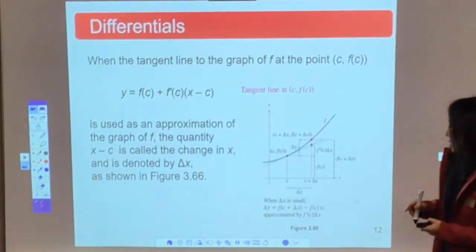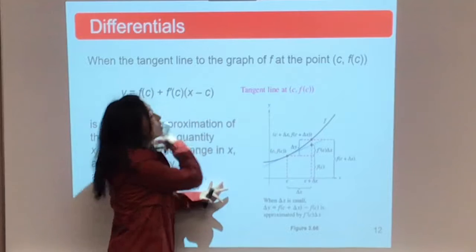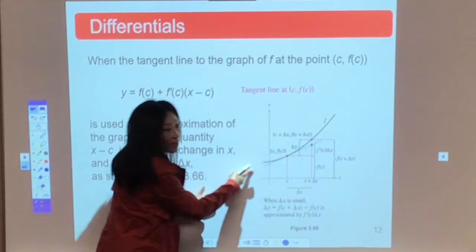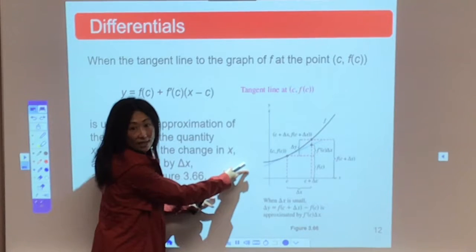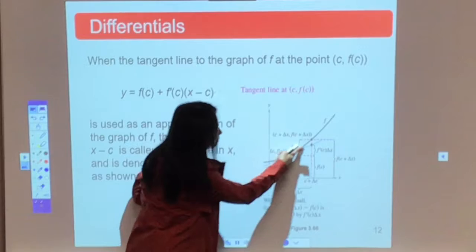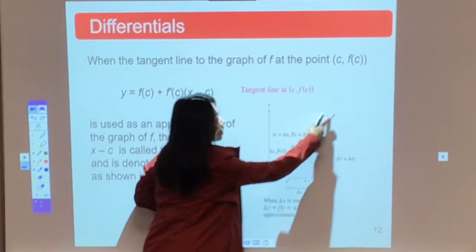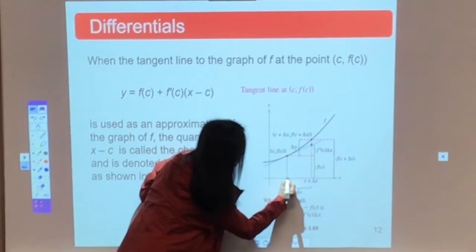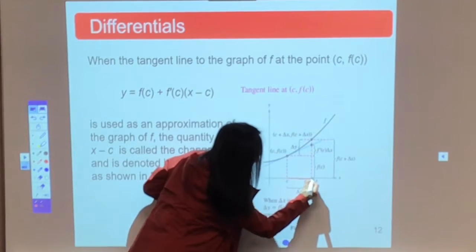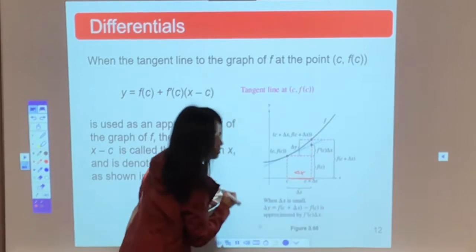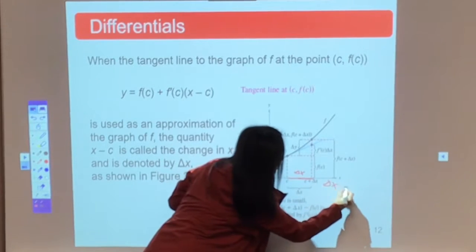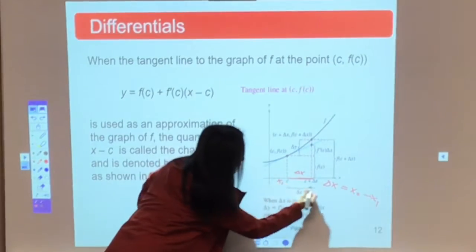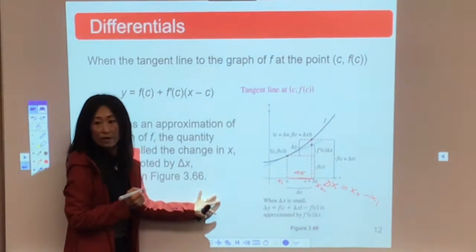I want you to look at this picture carefully. This blue line right here, that's your tangent line. And the black graph is your real graph. So everybody see from here is my delta x. The delta x is x2 minus x1, in other words. This is my x1 and this is my x2. Are you following me, class?